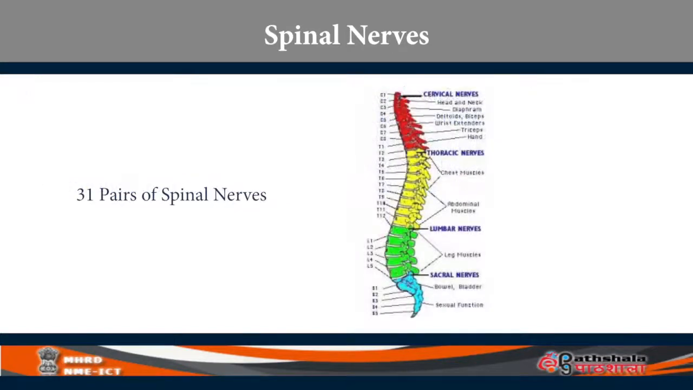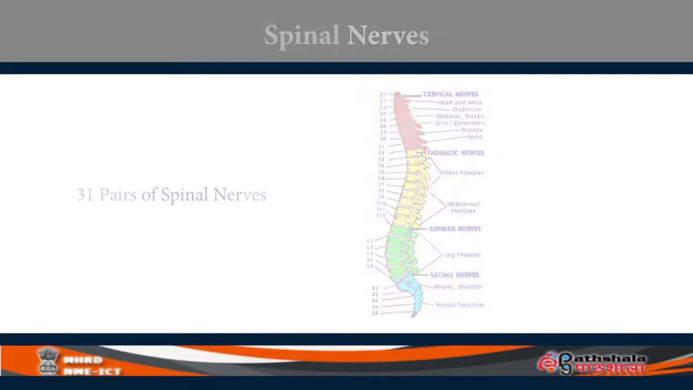You can see in the picture on the screen all the 31 pairs of spinal nerves. The first top red area is the cervical portion of the spinal cord, thoracic is the yellow area, lumbar is the green area, sacral is the blue area, and their function is also indicated, and numbers are given on the left side. Study this figure to understand the various spinal nerves. So, this module is about the nervous system, and I have explained to you mainly about the brain and spinal cord making up the central nervous system, and cranial nerves and spinal nerves making up the peripheral nervous system.